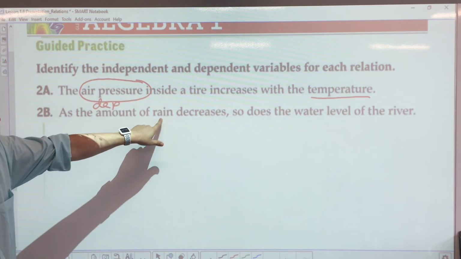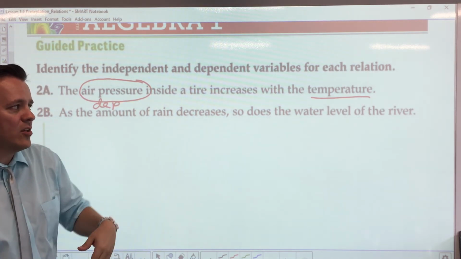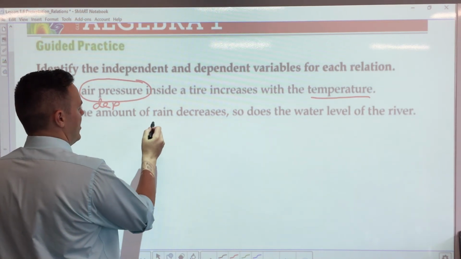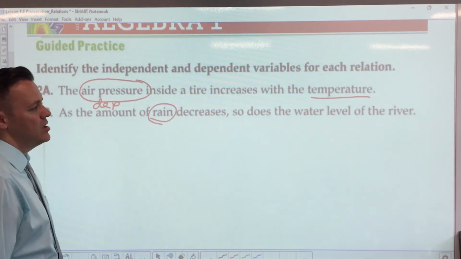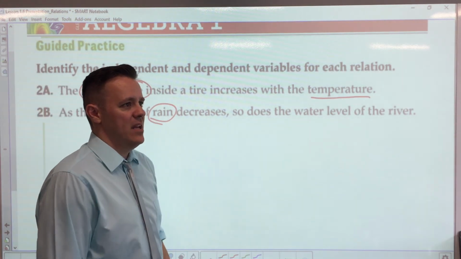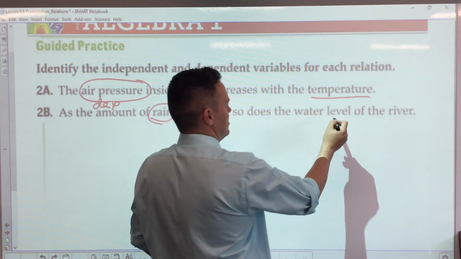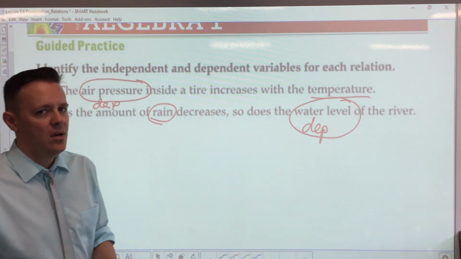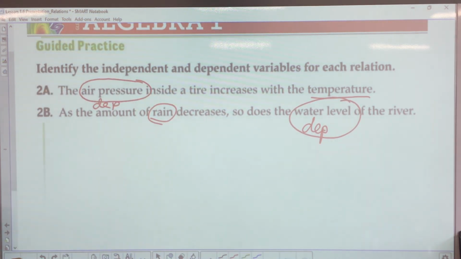Okay? As the amount of rain decreases, so does the water level of a river, also known as a drought. So, what is the independent variable? It is rain. Okay? Rain is independent. The more it rains, what happens? This is dependent: water level. Okay? Make sure you guys understand that process.